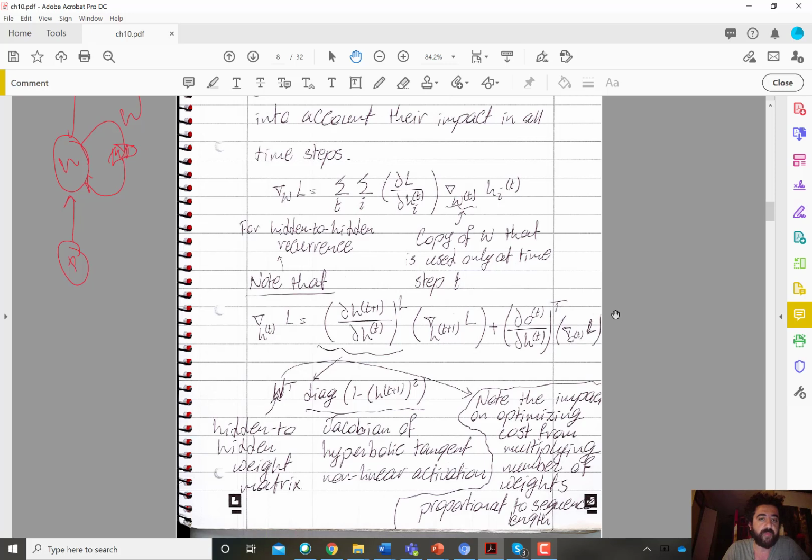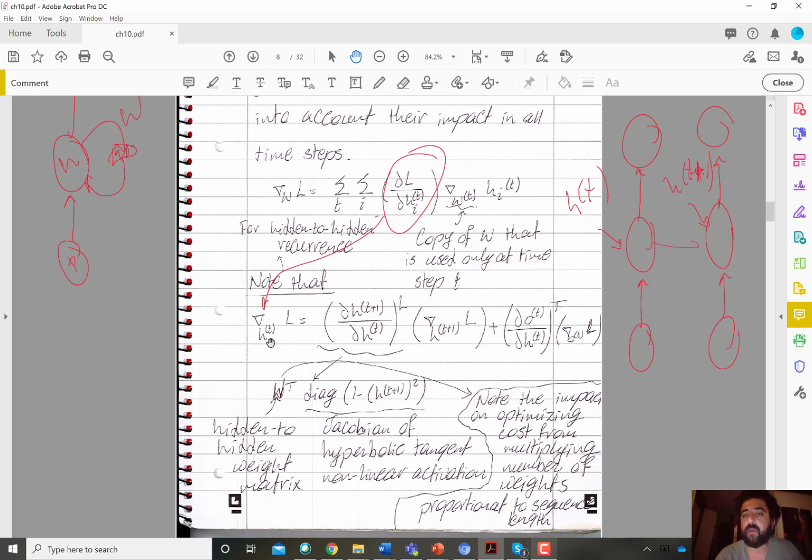Now note the following: in order to compute the gradient of the loss with respect to the hidden unit vector at time step t, so these elements right here, in order to compute the vector of these elements, you need to do what? So if I unfold the computational graph, this is h of t, right? That right here is h of t. And then I have t plus 1, and that right here is h of t plus 1.